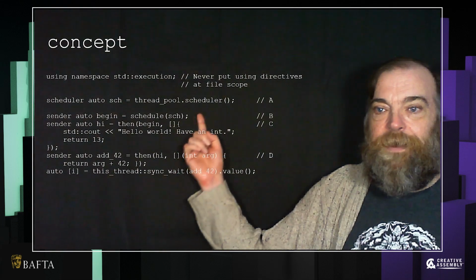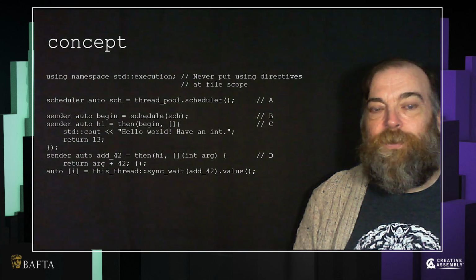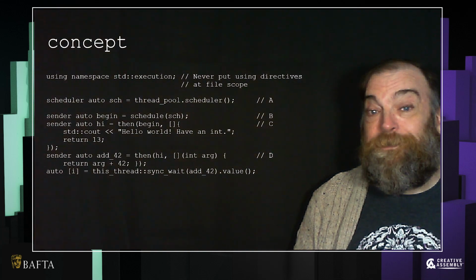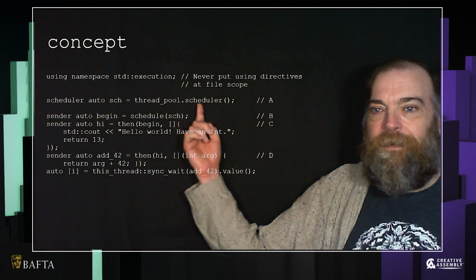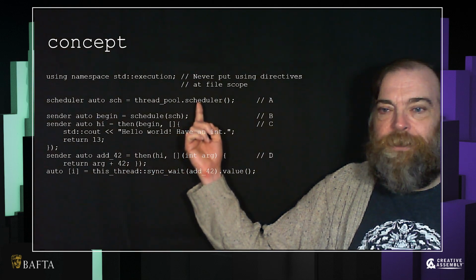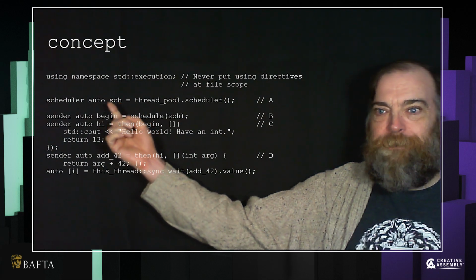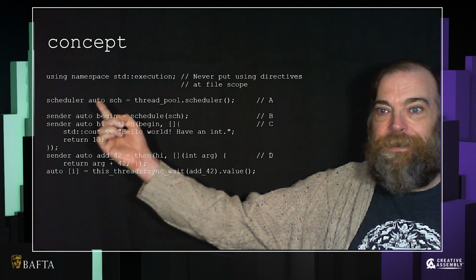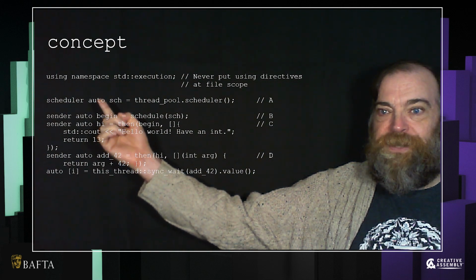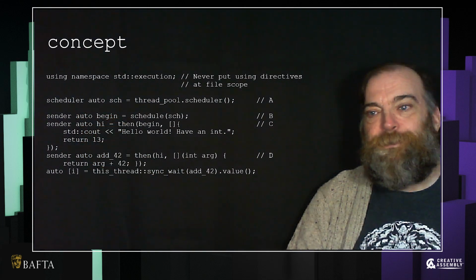Now, at line A, here we are. We see a call to a member function called scheduler. Okay. Initializing an object called sh. Now this object name was preceded by auto, which means that the compiler infers the type, but the auto keyword is preceded by the concept scheduler, which is defined in this proposal.